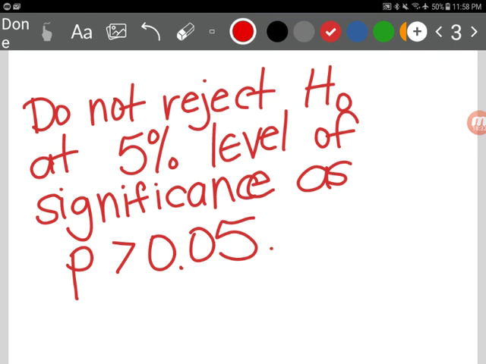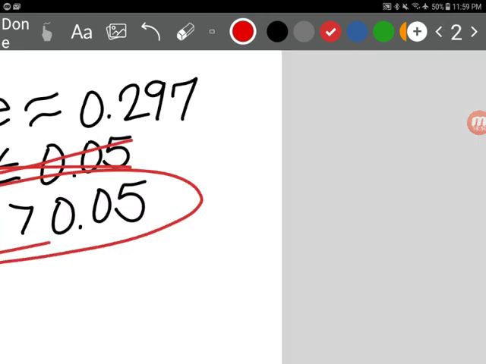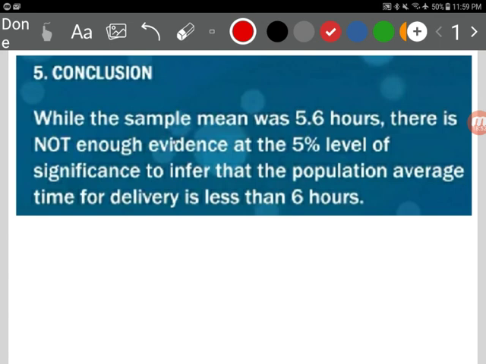Step 5 says interpret your conclusion in the context of the application. So for step 4, we know that we do not reject the null hypothesis, which was the mean equals 6, at 5% level of significance as P is greater than 0.05. So in conclusion, while the sample mean was 5.6 hours, there is not enough evidence at a 5% level of significance to infer that the population average time for delivery is less than 6 hours. So that is it on how to test the mean value when the standard deviation is unknown.